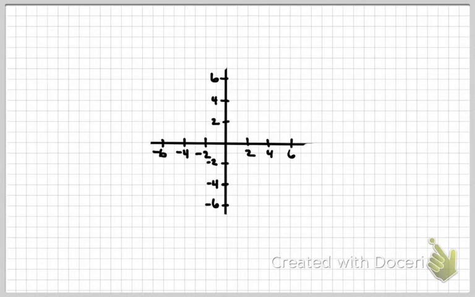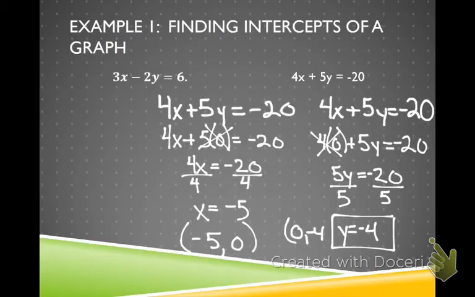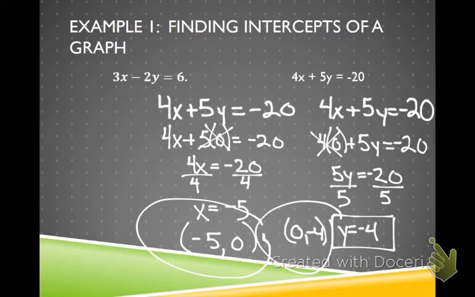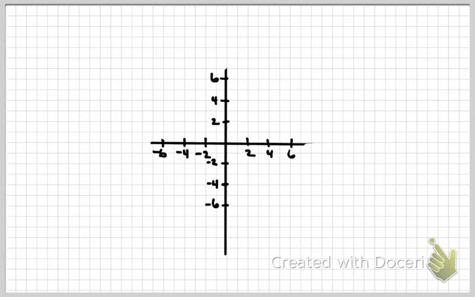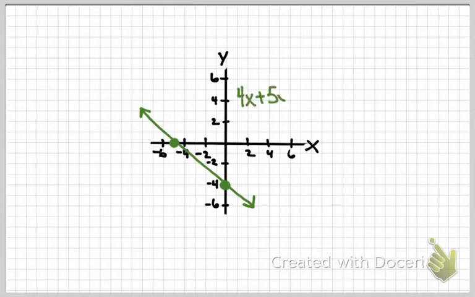All right, so we have our graph set up, and now just real quick, I'm going to go back. Here's our ordered pairs right here: -5, 0, and 0, -4. I substituted my 0 so I could solve for x and y, and now I'm going to graph these points. All right, so I have my xy axis. One of them was at -5, 0. The other one was at 0, -4. And there's my line. I need to also label my equation on my graph, and I'm done.